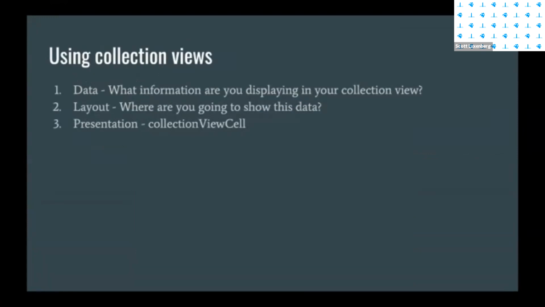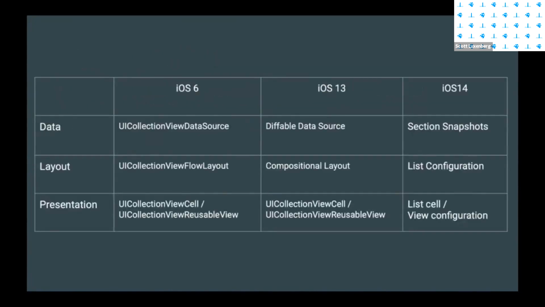When you want to create a collection view, there are three components that you should consider. Number one is the data. What information are you displaying in your collection view? And this is represented by your app's model. Number two is the layout. Where are you going to show this data? And this is the arrangement in your collection view, such as distance between the content or even the scroll direction. And number three is the presentation, which is a visual representation of the content in your cells. Apple provided these APIs to achieve all three in our apps.